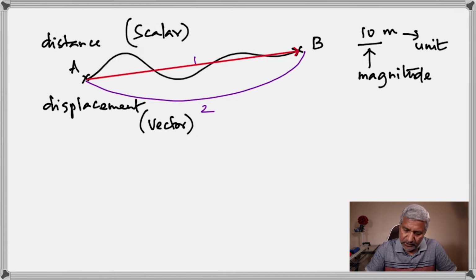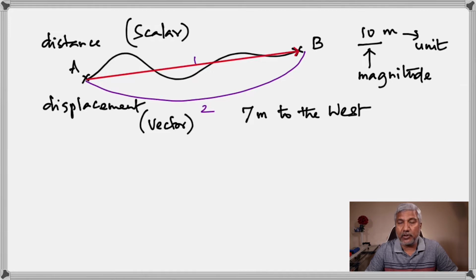But when you talk about displacement, you have to talk about the direction. You have to talk about, okay, the displacement is 7 meters to the west, or to the east, or to the north. You have to specify the direction. So that's what is meant by a vector. So here you have two terms, distance and displacement. And then you have what is called speed.